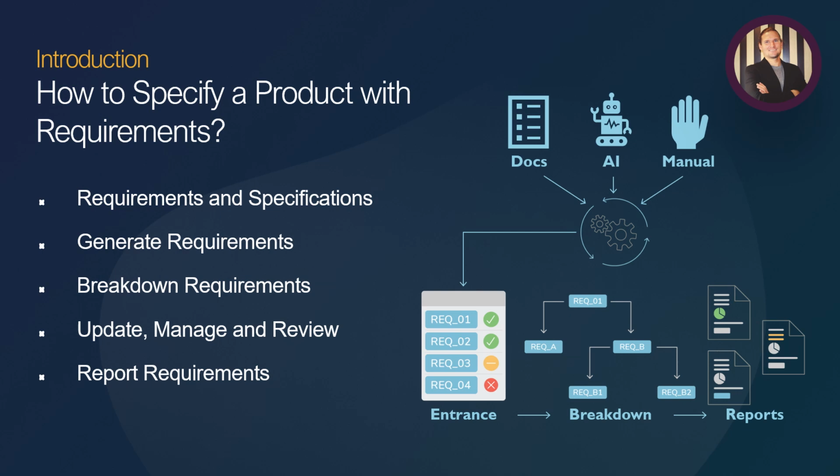Generating those requirements involves capturing stakeholders' needs comprehensively, reducing rework, and enhancing system quality. Breaking down requirements enables detailed analysis, identifying dependencies, and facilitating effective resource allocation. Updating, managing, and reviewing those requirements ensures their relevance and consistency, supporting decision-making and response to projects' dynamics. Final reporting of those requirements maintains transparency, informs stakeholders, tracks progress, and promotes collaboration and alignment for successful project outcomes.